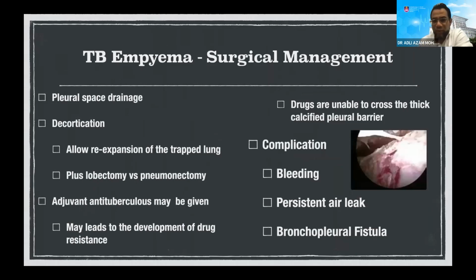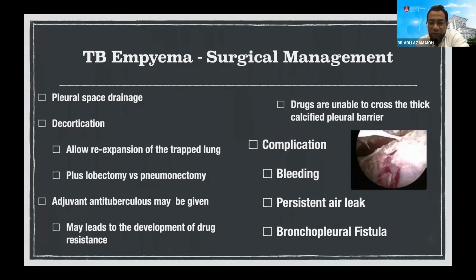When we talk about TB empyema, the surgical management is rather to do a pleural space drainage. Decortication is a form of treatment that we offer. Decortication will allow the expansion of the trapped lung. Either lobectomy or pneumonectomy, there will be another assessment that we really need to decide preoperatively. Adjuvant antituberculosis drugs may be given. It may lead to the development of drug resistance, so it has to be really discussed with the respiratory physician and me as a surgeon, how we want to deal with this. Drugs are unable to cross the thick calcified pleural barrier.